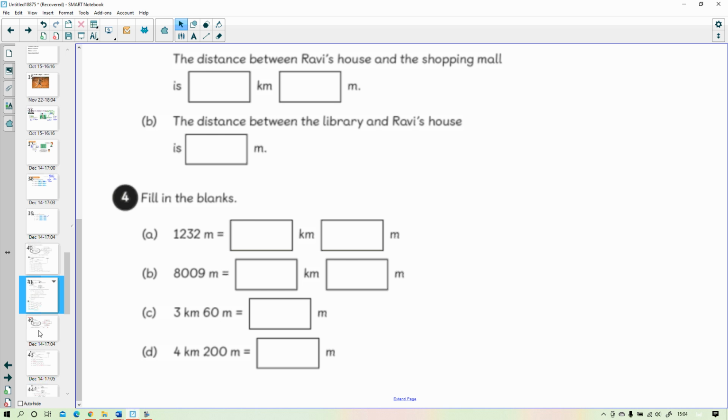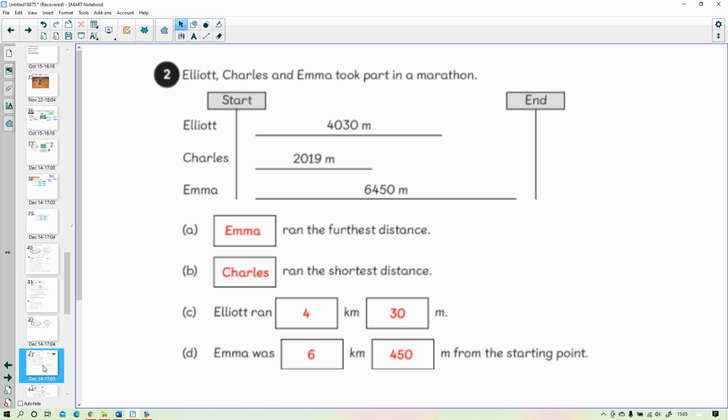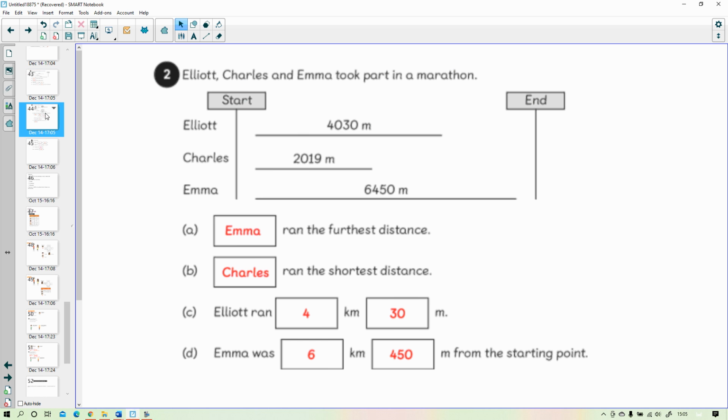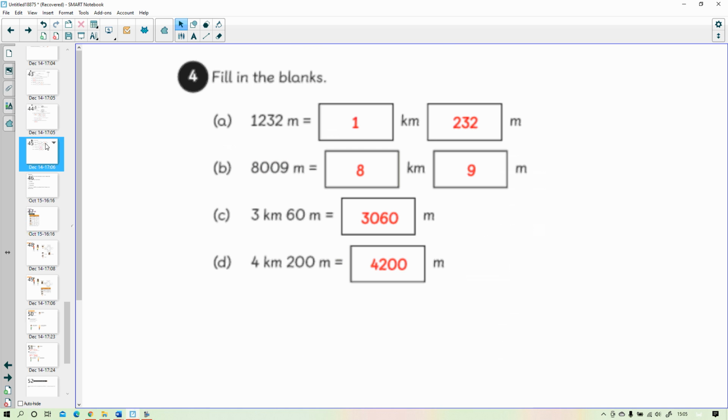Okay, now I'll do the same with the answers. 1, for some reason it's put them over here, but it's 1 kilometre 200 in that box. There are the answers to number 2, 3, and there's 4. Give them a tick. Hopefully you managed to get on well with those today. I'm sure you did.